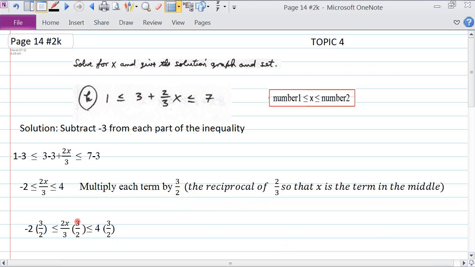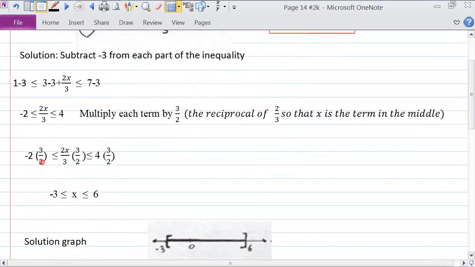And the reason I do that is because the 3 will cancel with the 3, the 2 will cancel with the 2, and x will be the only middle term. Well, if I multiply the middle term by 3/2, I have to multiply the left-hand term right here by 3/2, and I have to multiply the right term by 3/2. When I do that, here, the 2 cancels here, and I get minus 3. The 2 cancels with the 2, the 3 cancels with the 3, and I get x.